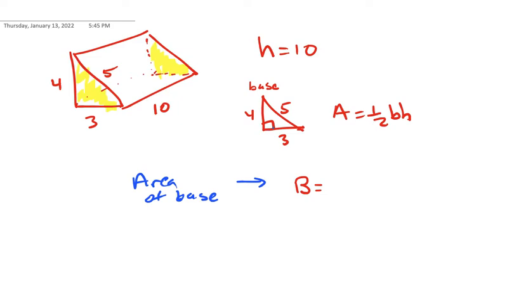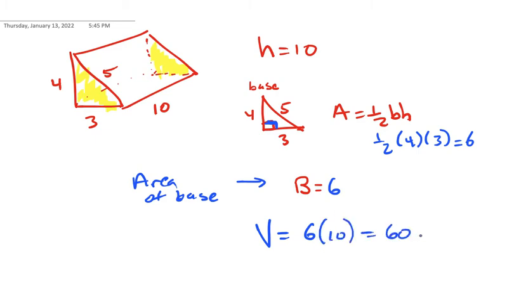So if you remember, the base and height have to make 90. So the 4 and the 3 are the two numbers we use. So 1/2, 4 times 3, which is 6. So the area of that base shape of a triangle is 6. So my total volume is going to be area of the base, 6, times the height, which is 60 units. Little cubes would fit in there.